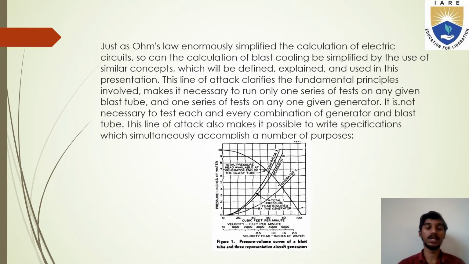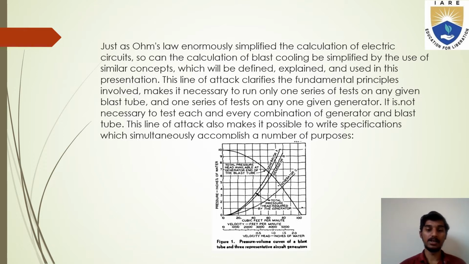Just as Ohm's law enormously simplified the calculation of electric circuits, so the calculation of blast cooling can be simplified by the usage of similar concepts, which will be defined, explained, and used in this presentation. This line of attack clarifies the fundamental principles involved, and makes it necessary to run only one series of tests on any given blast tube and one series of tests on any given generator. It is not necessary to test each and every combination of generator and blast tube. This line of attack also makes it possible to write specifications which simultaneously accomplish a number of purposes.